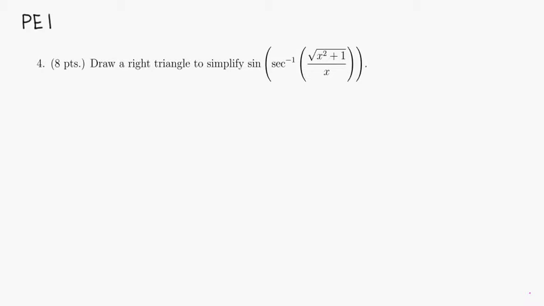First thing I would do is call this guy right here theta, because it looks pretty ugly. And also, I don't like arcsecant, so I'm going to write it in terms of secant. So this can be rewritten as secant of theta is equal to square root of x squared plus 1 over x.